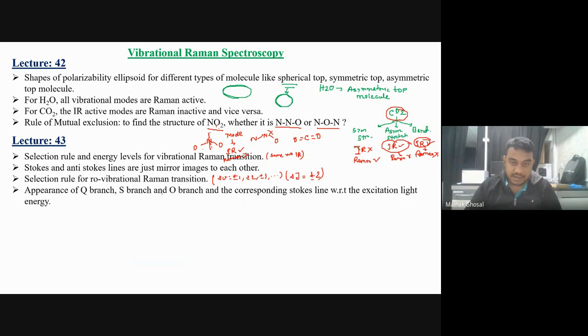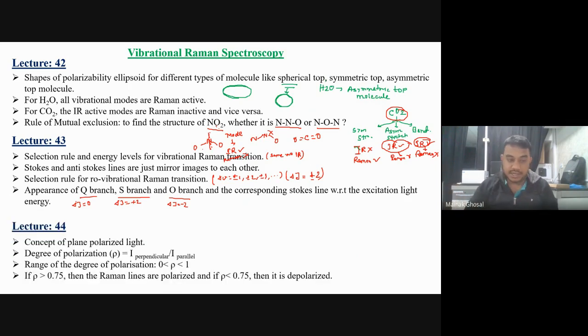Depending on delta J equals plus minus 2, S branch and O branch lines are observed, because the S branch line corresponds to delta J equals plus 2, the O branch line corresponds to delta J equals minus 2, and the Q branch line corresponds to delta J equals 0. Using this energy and adding it to or subtracting it from the incident light energy, one can easily get where the Stokes and anti-Stokes Raman lines will be positioned.